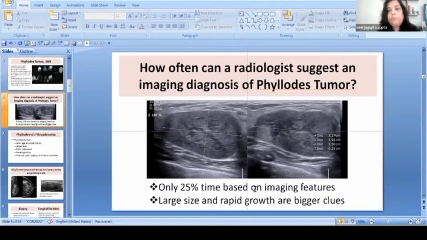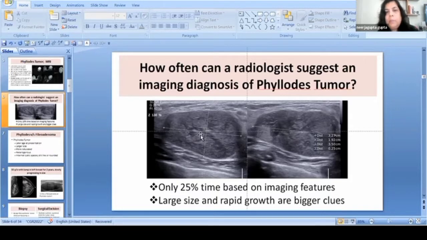So how often is a radiologist able to give a diagnosis of phyllodes tumor on imaging? I'm afraid not very often. It is only 25% of the time that, based on the imaging features, for example in this case, you can suggest a diagnosis of phyllodes, where we are seeing these cleft-like, slit-like cystic spaces.